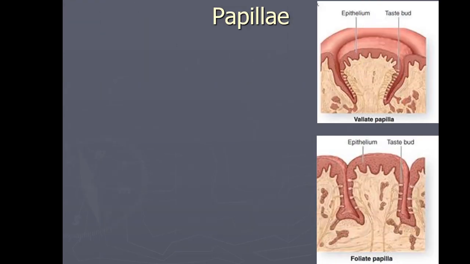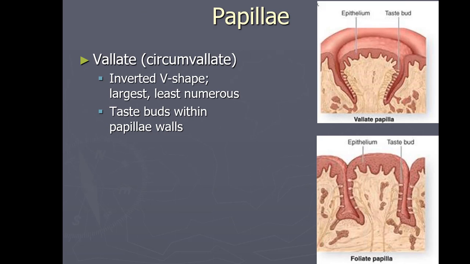Then we have one that we usually see a lot in class because we have a lot of microscope slides on it, vallate papillae, or circumvallate papillae. Either one is correct. They form a V on the back of the tongue, and they're loaded with taste buds. So you see all these taste buds on the side.